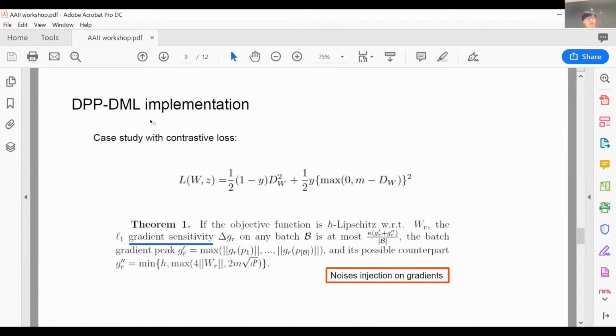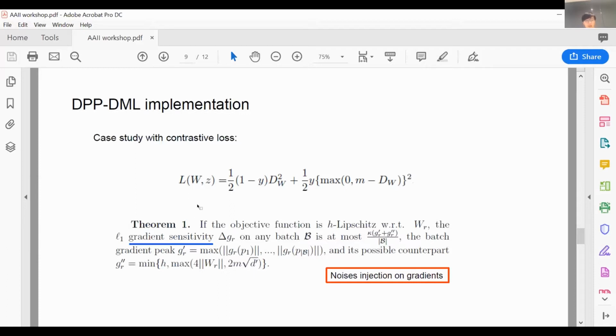Given the differential pairwise privacy, we implement differential pairwise privacy with distance metric learning like this. We have a case study on contrastive loss. If we define the contrastive loss like this, this term is to minimize the distance between similar pairs. This term is to maximize the distance of dissimilar pairs. D_W is the distance between every two nodes.